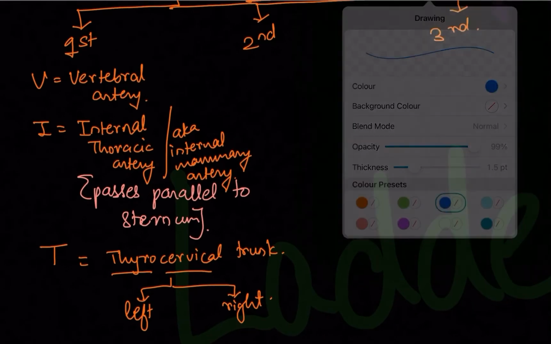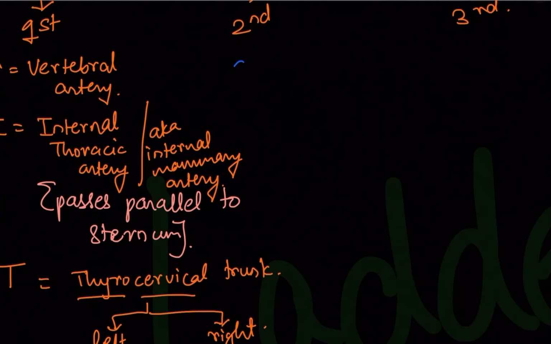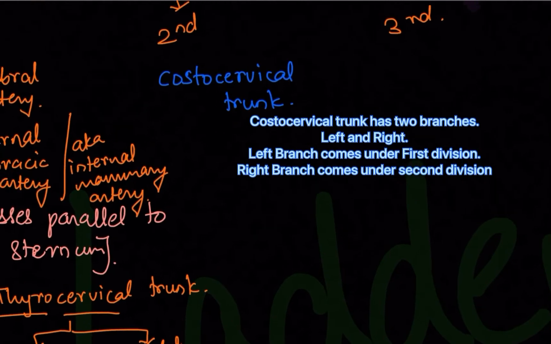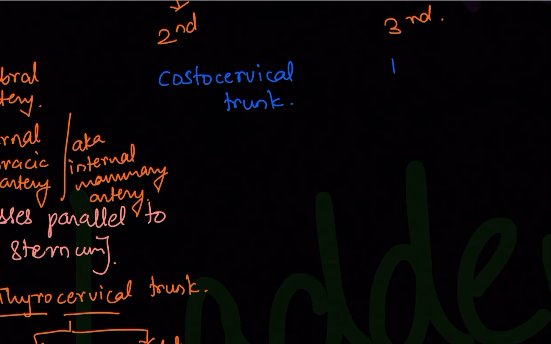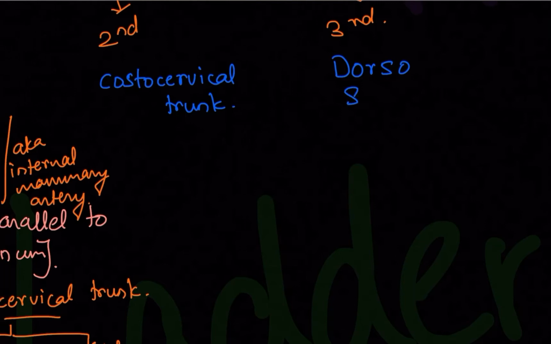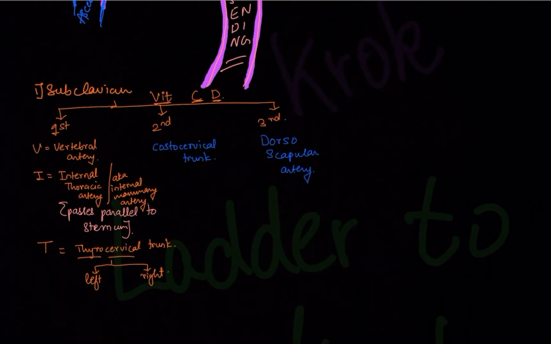For the second division, you have to remember the C, right? So it is costocervical trunk. Costa means rib. Cervical, I've already mentioned that cervix means at your neck. In female, cervix is related to the reproductive system as well. But now we're talking about the upper limb, so you must remember that the cervical on the upper body part is always your neck part. Third stands for D, which is dorsoscapular artery. Dorsoscapular means it will supply the dorsal part of the scapula. So that's it for the subclavian artery.